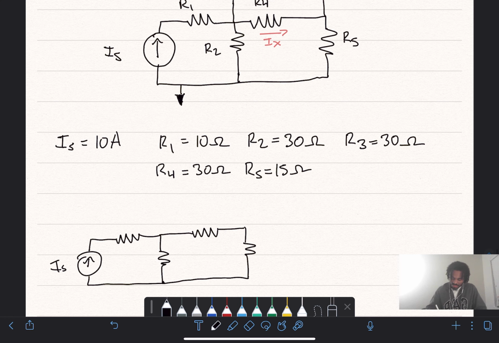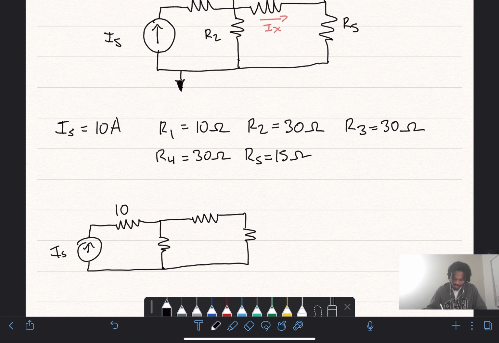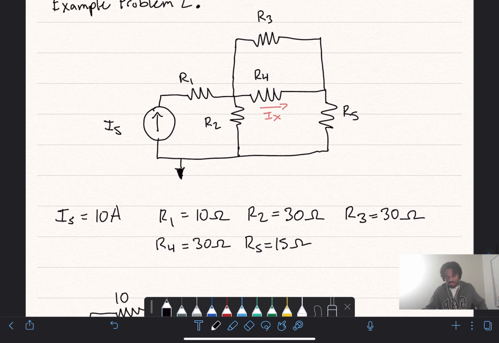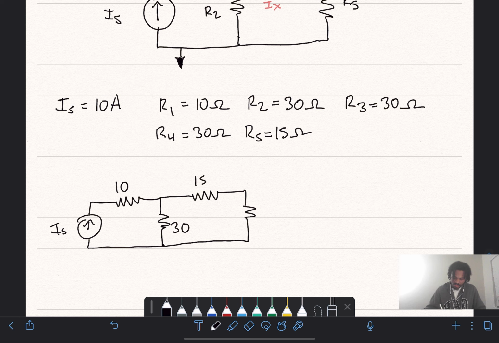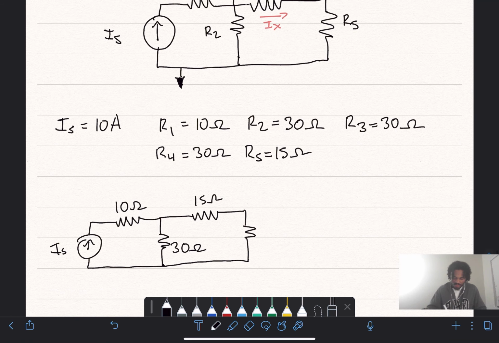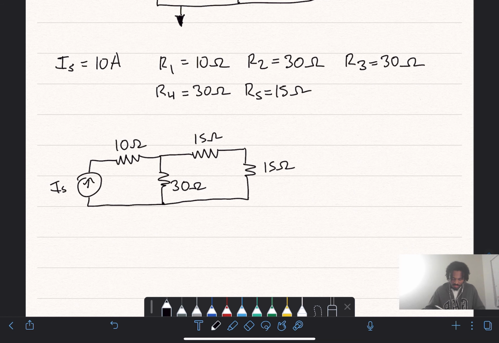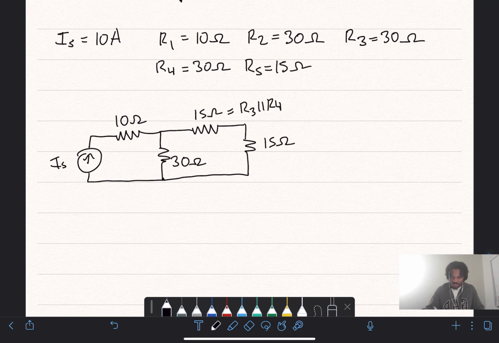IS, I'm going to start just writing the values so I don't have to check them later. R2 is 30 ohms. We had R3 and R4. R3 and R4 were both 30 ohms, so this is going to be 15 ohms. R5 was 15 ohms, okay. So, like I said, I'm going to do current division to find the current going through this combination here, because this 15, we have to remember that this is R3 in parallel with R4, so we can break that back up when we work back.